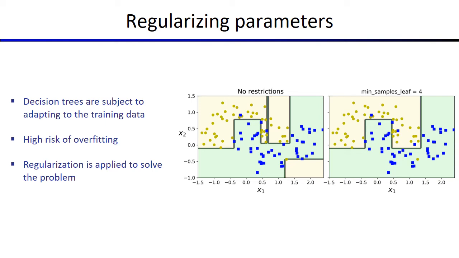Some famous parameters used are min samples split, the minimum number of samples a node must have before it can be split. Minimum samples leaf, the minimum number of samples a leaf node must have. Minimum weight fraction leaf, same as minimum samples leaf, but expressed as a fraction of the total number of weighted instances. Maximum leaf nodes, the maximum number of leaf nodes, and max features, the maximum number of features that are evaluated for splitting at each node.